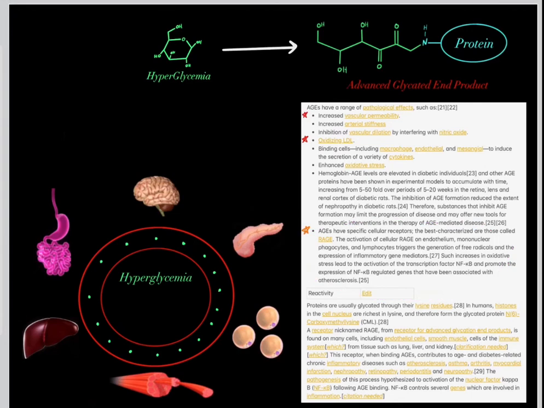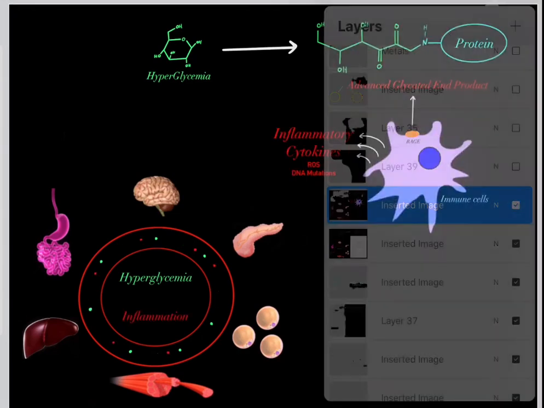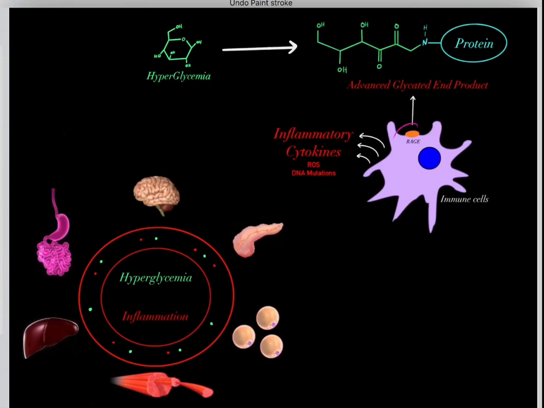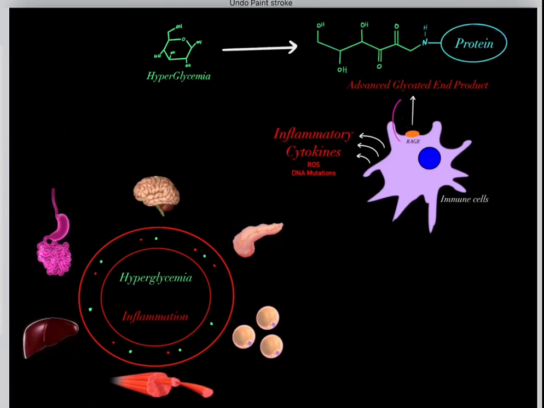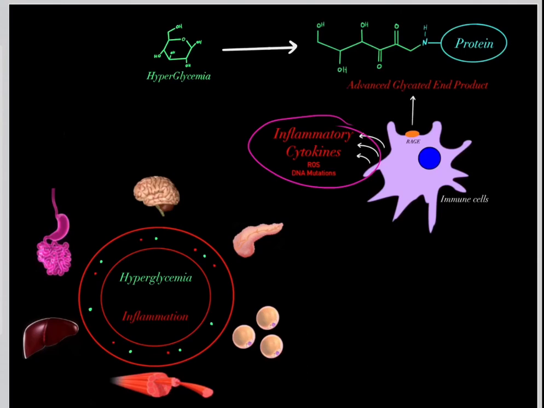So how do they do this? Well, essentially we have immune cells with these RAGE receptors that sense these advanced glycated end products. And once these immune cells sense these advanced glycated end products, that leads to the formation of these inflammatory cytokines. And these inflammatory cytokines induce inflammation, which leads to the production of these reactive oxygen species, which we've already explained can lead to DNA mutations, which can potentially lead to cancer.